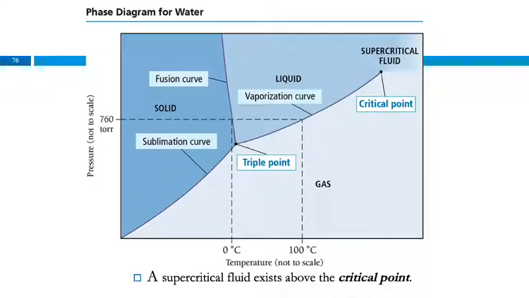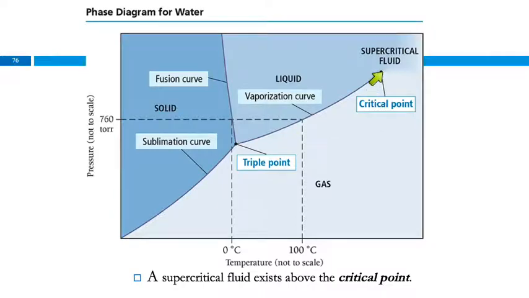So room temperature is going to be about here, normal atmospheric pressure, and so water's a liquid at 1 atmosphere and room temperature. We cool down to 0 degrees Celsius and we see it freezing. We increase up to 100 degrees Celsius and we see it boiling.